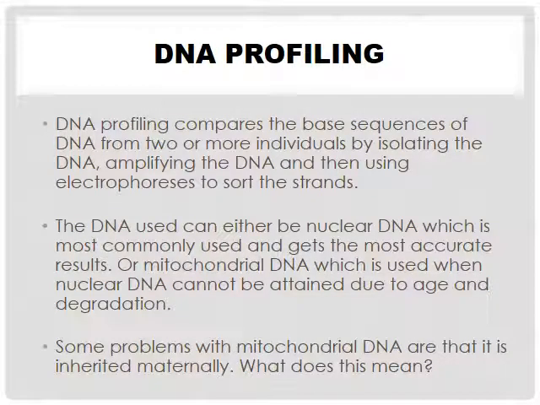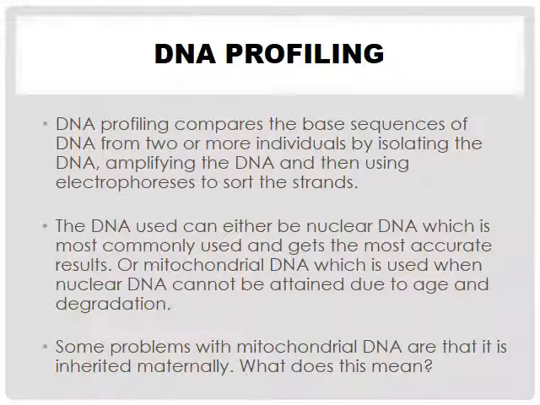So essentially what we're doing in DNA profiling, comparing the base sequences of DNA from two or more individuals. To do that, we isolate the DNA, we amplify the DNA, and then we use the electrophoresis to sort the strands, and then for a visual comparison. You can do it with nuclear DNA and STRs, or you can use it with the mitochondrial DNA and their hypervariable regions in the D loop.